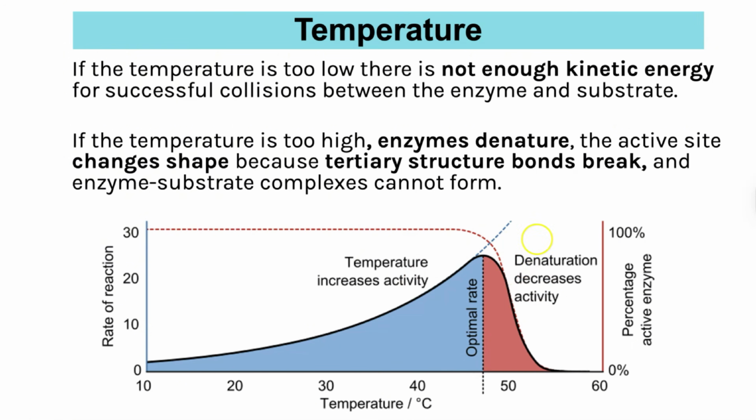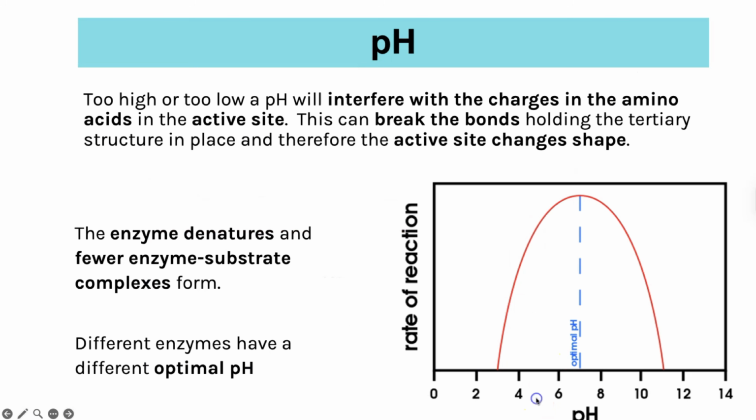Beyond the optimum, there is now so much kinetic energy that the tertiary structure bonds will break. So the ionic bonds, hydrogen bonds will start to break. And if you break those bonds in the tertiary structure, the tertiary structure protein is then going to unfold and you lose that unique 3D shape. And therefore the active site's a different shape. The substrate can't bind, you don't get enzyme substrate complexes, and the rate of reaction decreases.